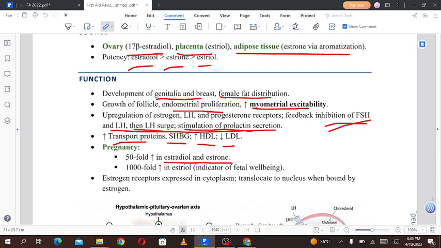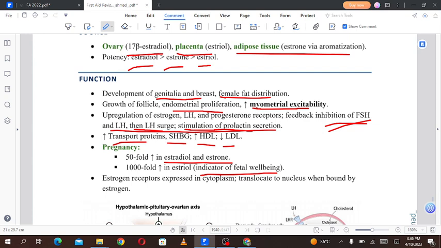So remember this, that during pregnancy there is a 50-fold increase in estradiol and estrone, and a 1000-fold increase in estriol, an indicator of fetal well-being, because estriol is produced in the placenta, and the increase in estriol is an indicator of fetal well-being.